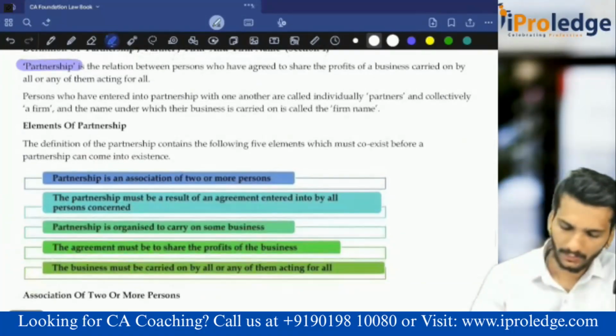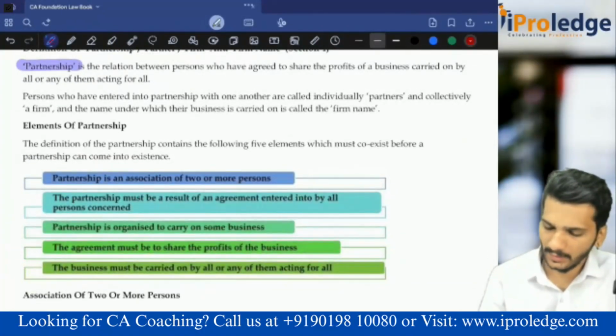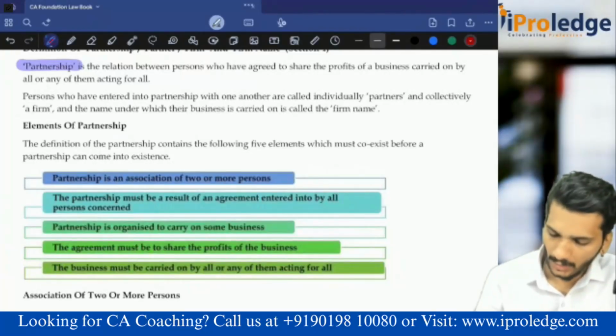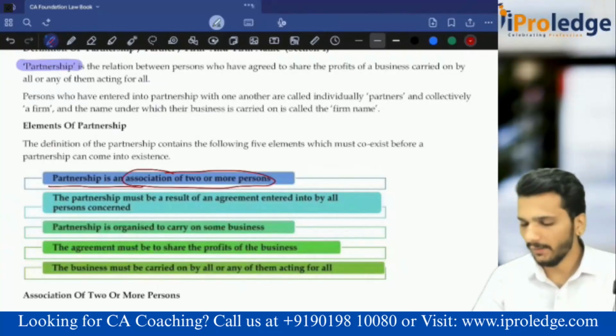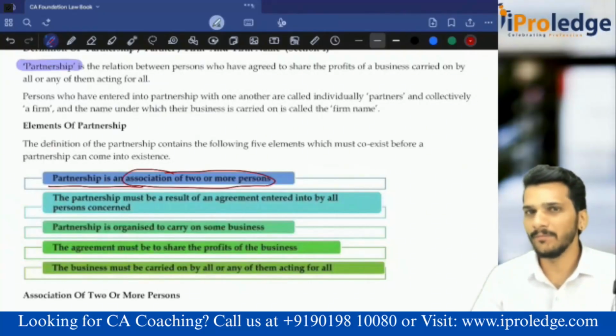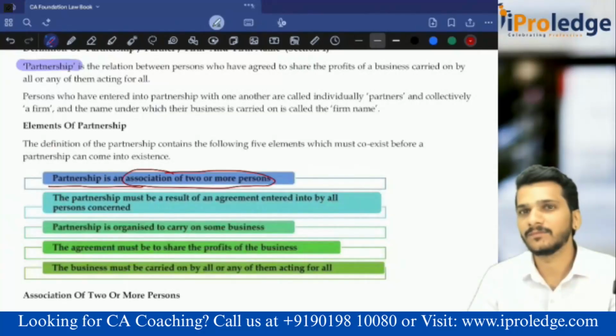So there are a few elements in case of partnership form. Partnership is an association of 2 or more persons. Can I say at least we need 2 persons for the purpose of partnership form? What is the maximum number of partners required? Maximum 50. What is the maximum number for small company? Small company. 100. Why?